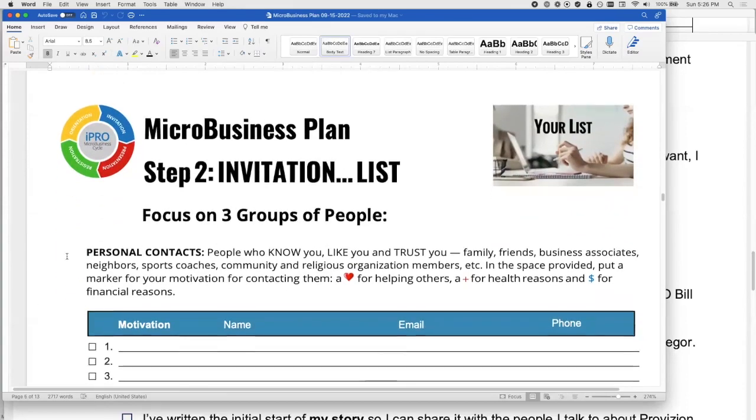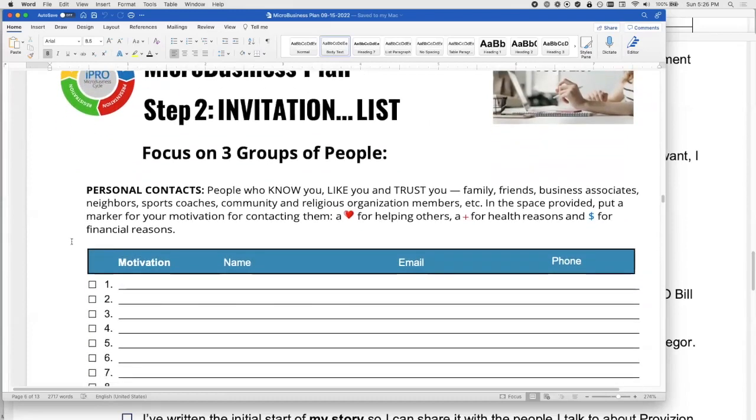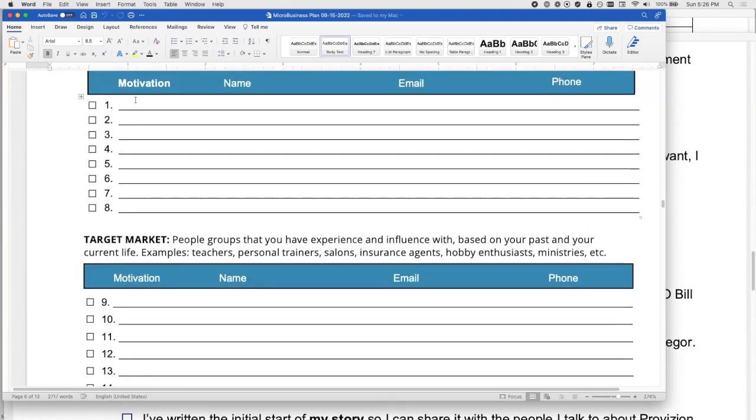Okay, the next step is your invitation. This comes from your list. There's several different ways you get this. Now remember, we're going to talk about how to use your list in a moment, but what you want to write down first is the people who know you, like you, and trust you the most. These are going to be family and friends, business associates, maybe coaches, maybe you're part of a church or a religious organization, something where you have strong relationships with people, and you're going to write their names down here. What's the motivation of these people? Is it for helping others? Is it for health reasons, or is it for money? You'll put those down here under motivation. Name, email, phone number, so you just fill this out. And you want to put down as many people as you can.